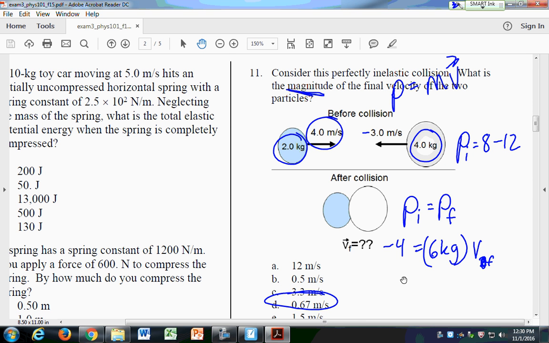Kyle? So why is the 3 negative? Because it's going in the opposite direction, because it's going to the left. Remember, right is positive, left is negative. All right? Yeah, Gavin? The -4, that's the answer you get when you subtract 8 minus 12. That's PI, which is -4. And then I use this 6 because my 2 and my 4 kilogram now stick together, and they're both moving off at the same speed at this 0.67 meters per second. Okie dokie, folks.